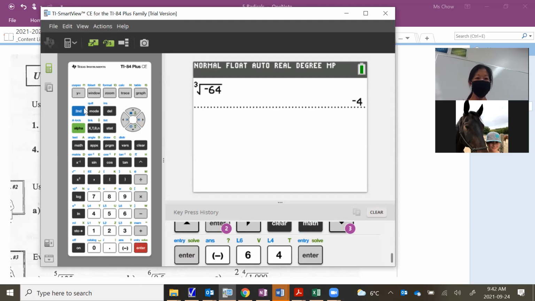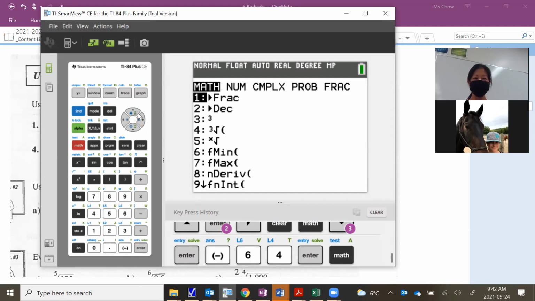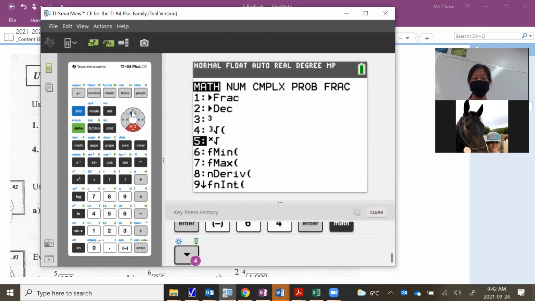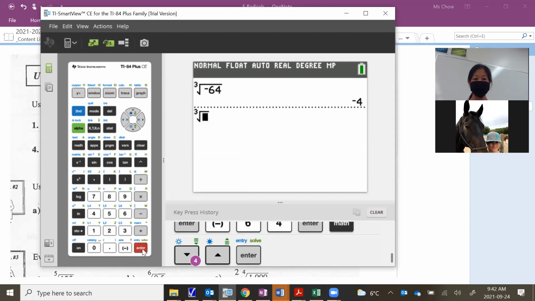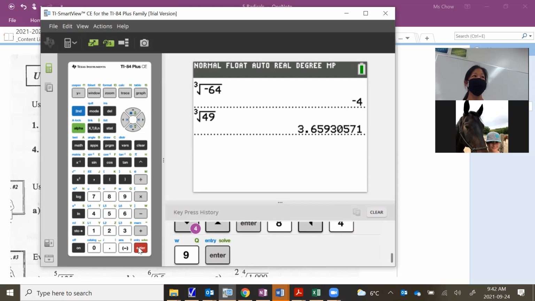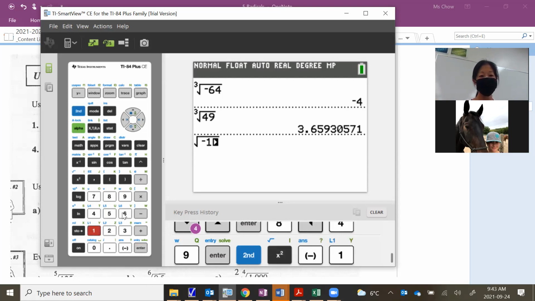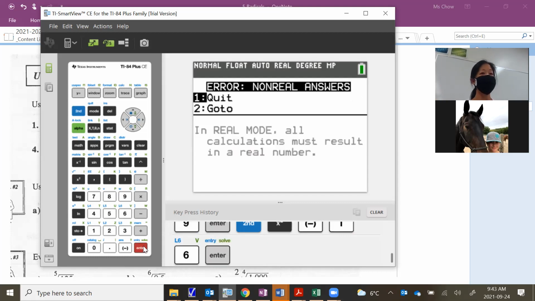If I go back to math and go down to the cube root of, not 8, I want to do the cube root of 49. You will see it gives me a decimal. If it had more decimal places, you could see that it is non-terminating, non-repeating. If we were to do the square root of -16, it's going to tell you it's an error, and you can see it's non-real.